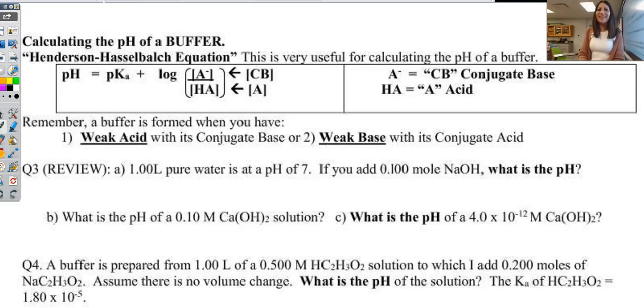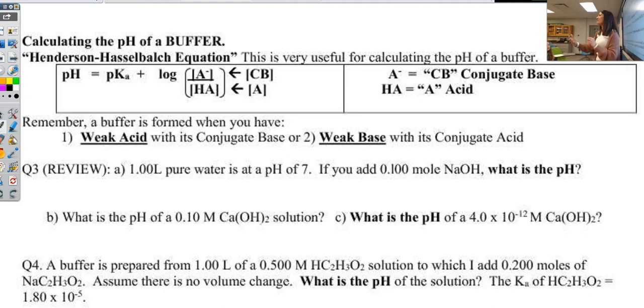So what we're going to be doing today is we're going to be talking about buffers again, but this is part 2 because now we're talking about how do you calculate the pH of a buffer, okay? And so there's this amazing equation. It is called the Henderson-Hasselbalch Equation. There's a long way of working out the problems.